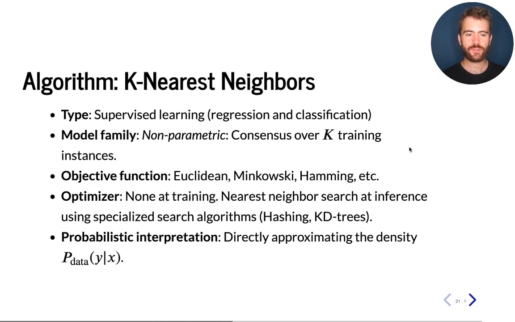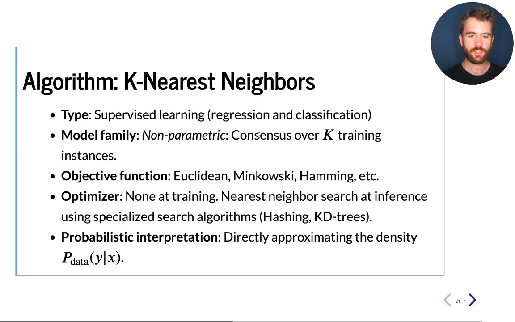So again, I want to summarize the algorithm that we have seen earlier, K-Nearest Neighbors, as the following slide. And here I have added that the model family is actually non-parametric, and it happens to be the consensus over the k closest training instances.